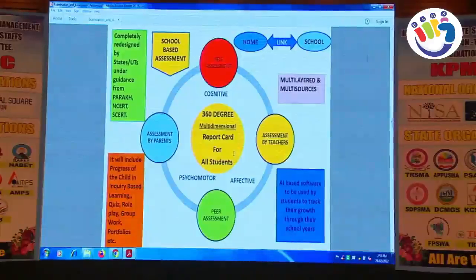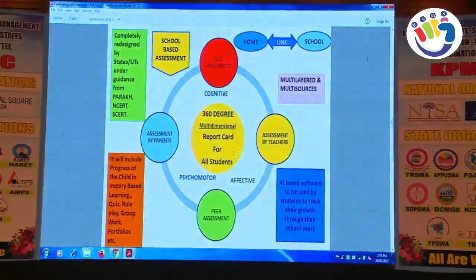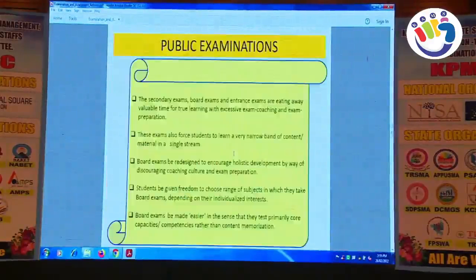Self-assessment with PARAKH. I think the slides are self-explanatory. I'm being told that I'm running out of time, so I'll quickly skip the slides. 360-degree assessment is the need of the hour. Then, with regard to public examinations, probably you could take photos and read them later on, because the panel will be discussing all these points in detail.